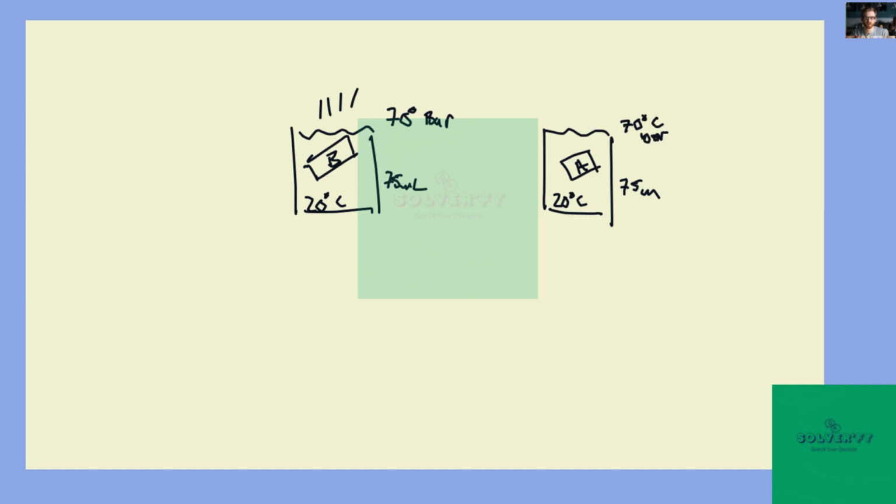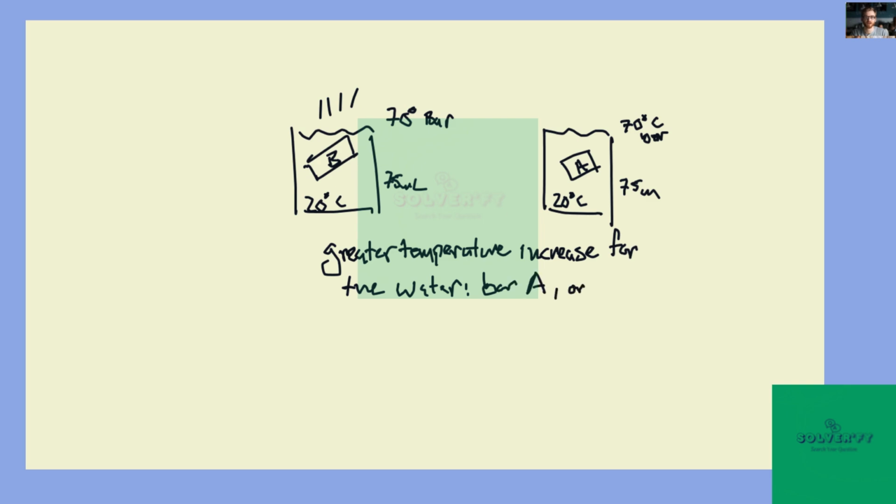So how do we determine whether the behavior of metal bar B and A will be the same or not? Or really what we're asking is which will have the greater temperature increase for the water. Bar A or bar B?